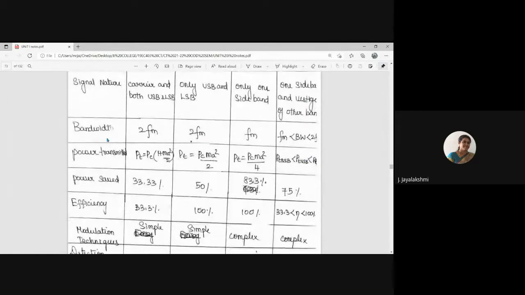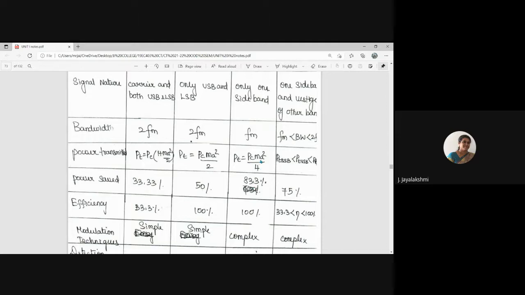And of course, the bandwidth requirement for both double sideband full carrier and suppressed carrier is going to be twice the modulating signal frequency. Whereas the bandwidth required may lie between either 2 FM or FM in the case of vestigial sideband. In the single sideband, of course, only one sideband is present, so the bandwidth required is FM only. Coming to the power transmission, the total power needed is Pc into 1 plus Ma square by 2. Here you are going to have the carrier suppressed, so it is Pc into Ma square by 2. Here it is Pc into Ma square by 4.